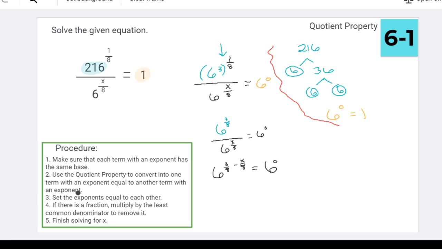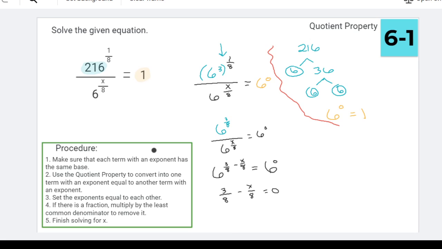Step number 3 now says to set the exponents equal to each other. So I'm ignoring the 6's, I'm removing them, because if I have 6 to some power equal to 6 to some power, they have to have the same power, right? So I'm taking the exponents and I'm just setting them equal to each other.